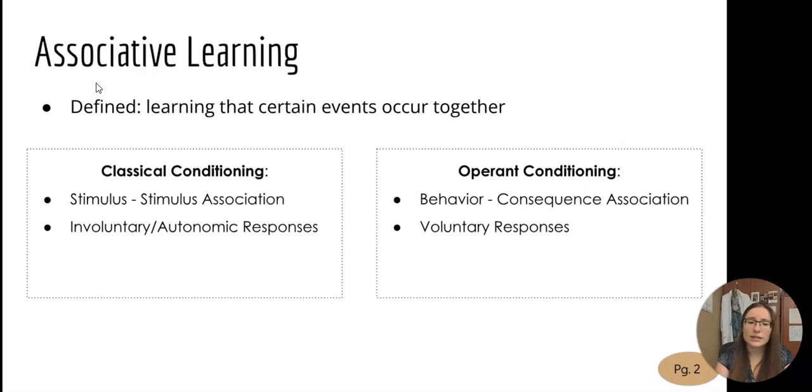Classical conditioning is going to be a stimulus-stimulus association, where we're relating two stimuli together to elicit some sort of involuntary or autonomic response. Whereas operant conditioning is going to be an association between our behavior and its consequence, and this is going to shape more voluntary responses.